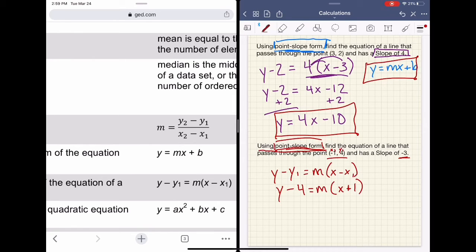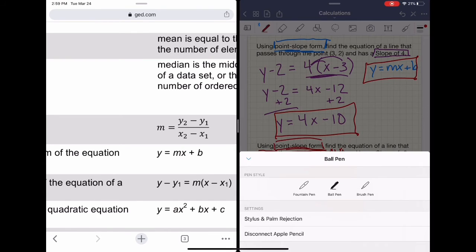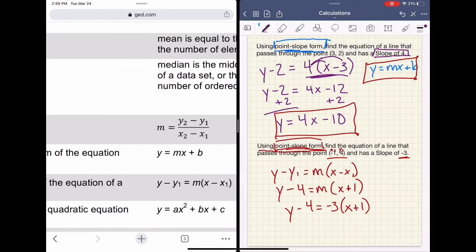So now all we have to do is plug in our slope. Sorry, that's supposed to be a subtraction sign. Y minus 4 equals m, which is slope, so negative 3, times x plus 1. And we are all finished there.